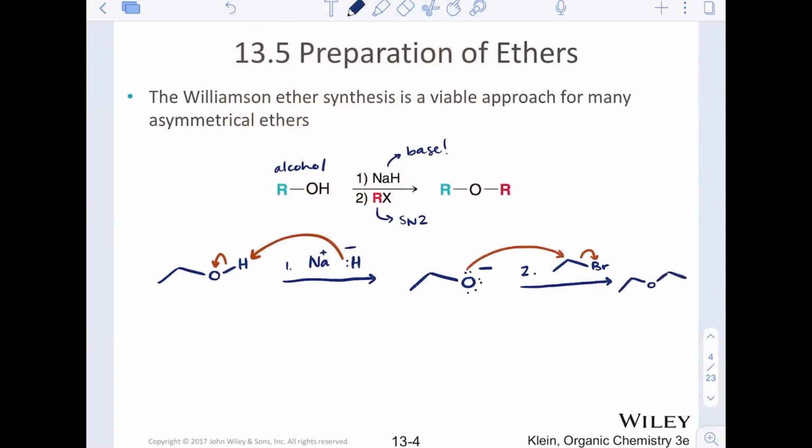So when we make those ethers, what's important to be able to understand is what constitutes a good base. Sodium hydride is a great base to deprotonate that alcohol. Then in step number 2, we need to make sure we understand what constitutes an SN2 reaction. If this is supposed to be an SN2 reaction, we like methyl halides or primary alkyl halides. Remember, lack of steric hindrance. We want it to be as open for that backside attack as possible.